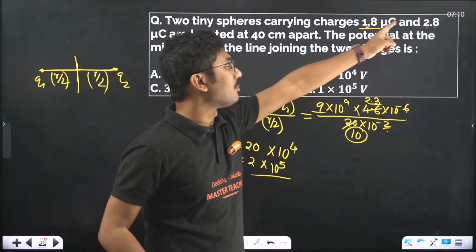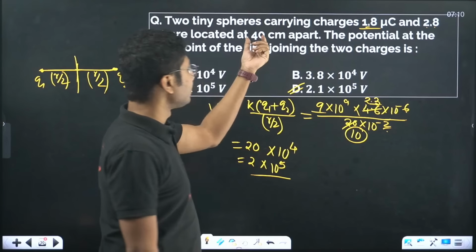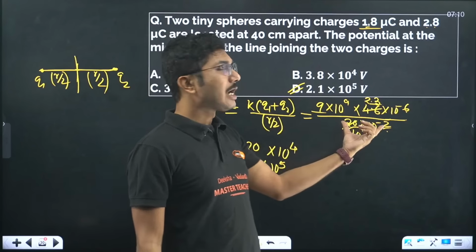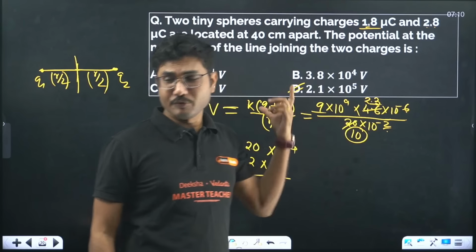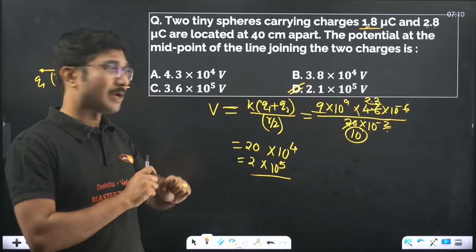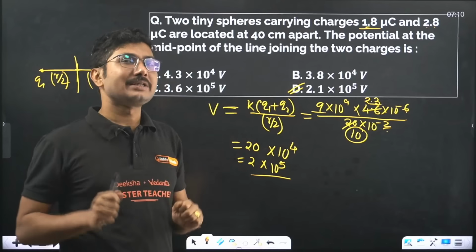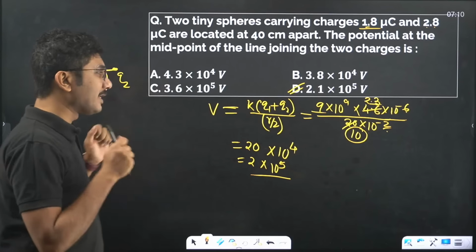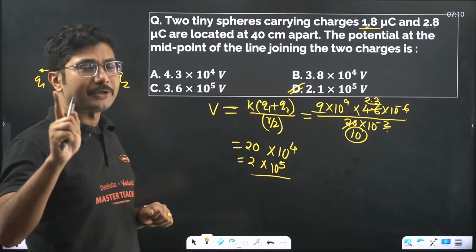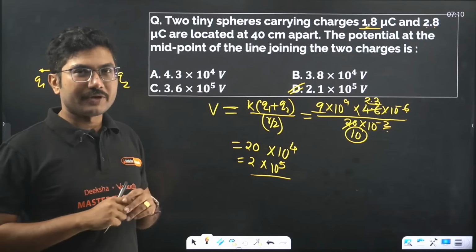So here charges are 1.8 and 2.8. You add them, 4.6. The half distance of 40 centimeter is 20 centimeter. Convert centimeter into meter. Don't forget to convert centimeter into meter. These are very common mistakes. I am not teaching anything new. I am just reminding you of the mistakes that you generally make. So make sure you don't forget to convert centimeter into meter. In 99% of the cases, you have to convert the units.